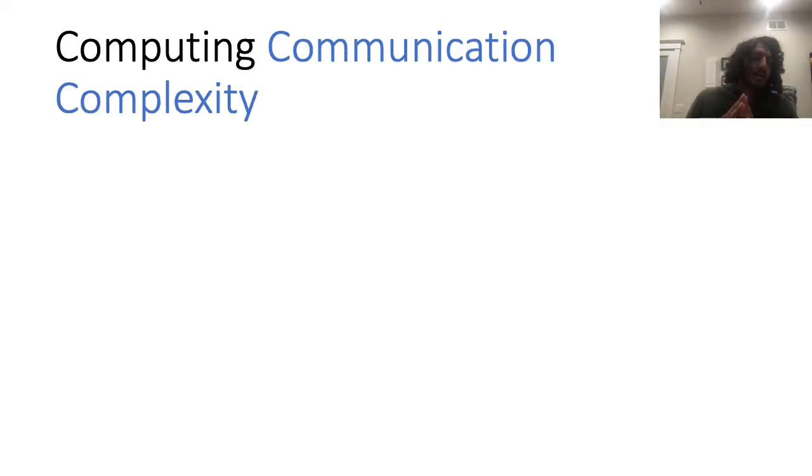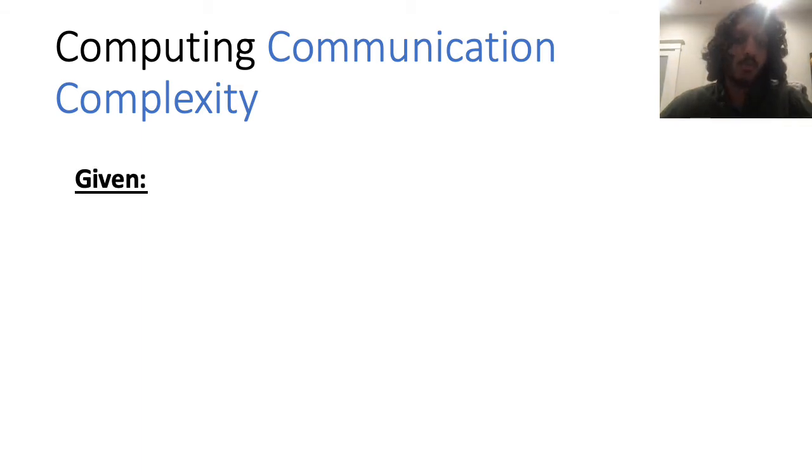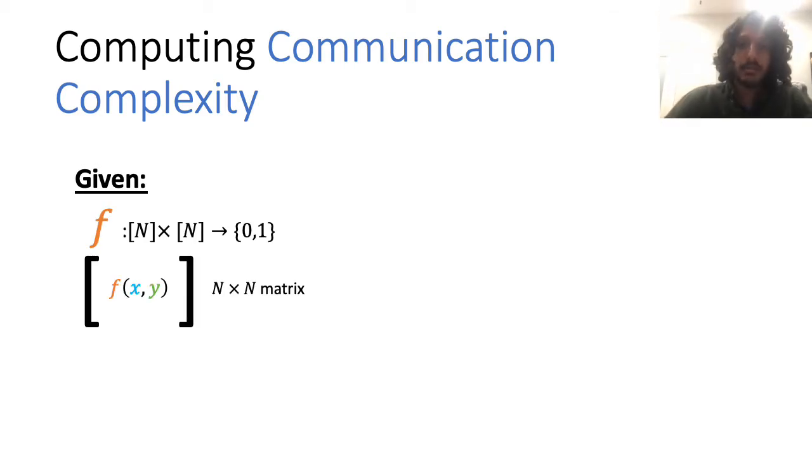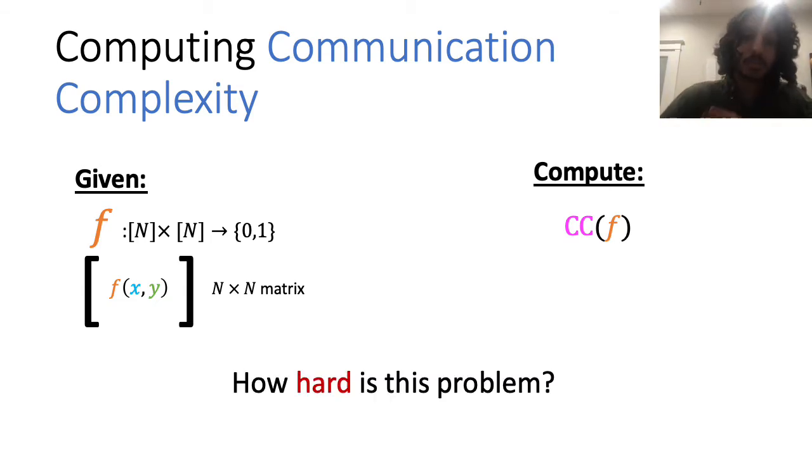I mentioned this question earlier about computing communication complexity, so let me make that question formal. What do I mean by computing communication complexity? We're interested in the problem where you're given some function f, and for us, you can think of f as either a two-player function or as some matrix, and your goal is to compute the communication complexity of f. The question we're interested in is, how hard is this problem? Do we expect there to be an algorithm that solves this? Do we not expect there to be one? Do we think it's easy to approximate, and so on? So that's the question.